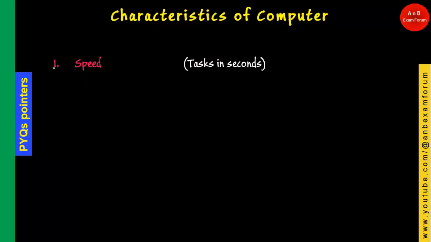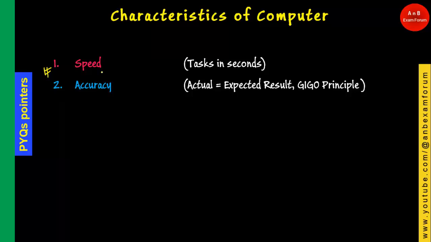So speed is a characteristic which defines a computer. Speed is the most important characteristic because it can do tasks in nanoseconds and microseconds, faster than a human being.